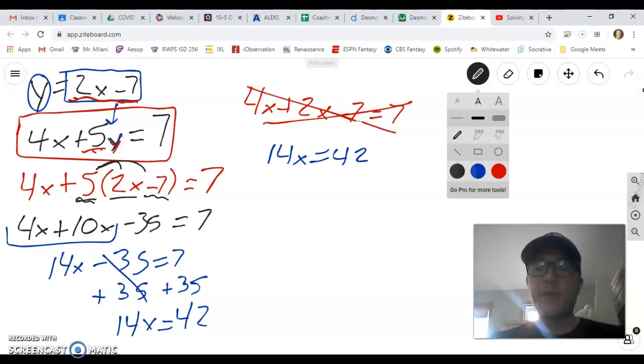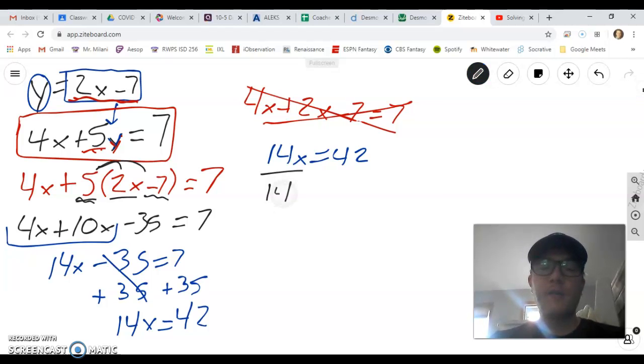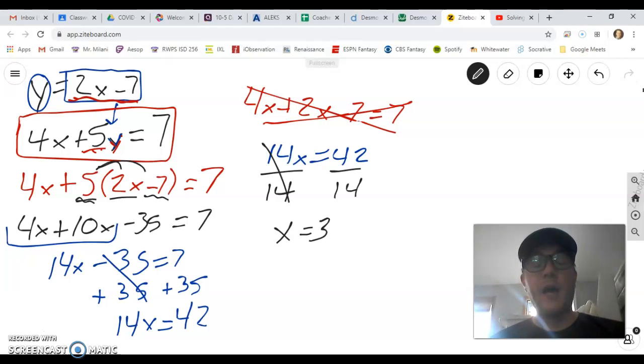And the last step is to divide by 14. And in case you don't know it off the top of your head, use a calculator. You're going to get x equals 3. That feels like a lot of work. Okay? You only have 4 or 5 problems on your homework, so don't freak out about that. So you've got x equals 3.